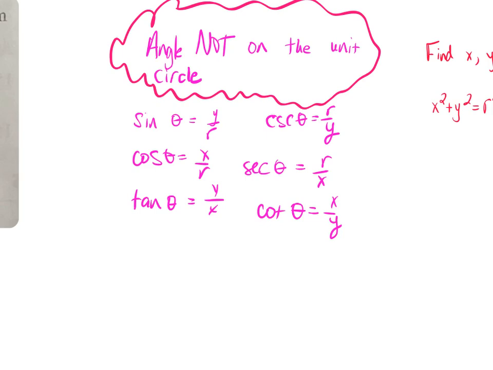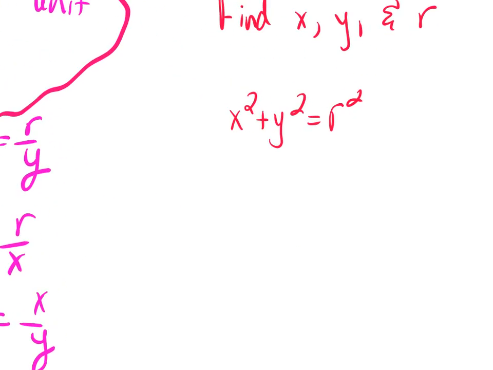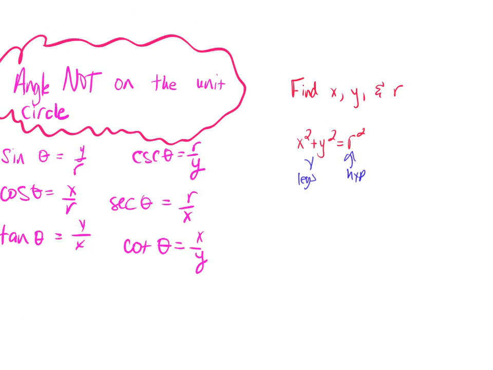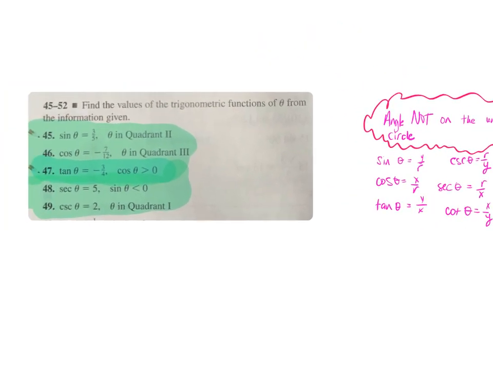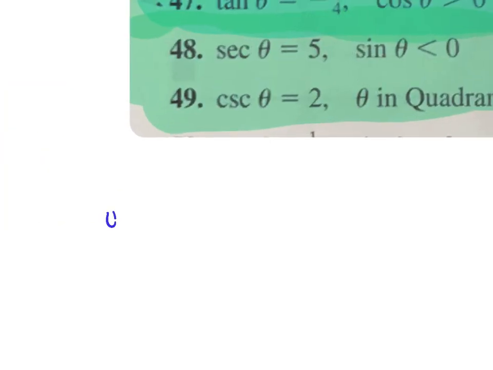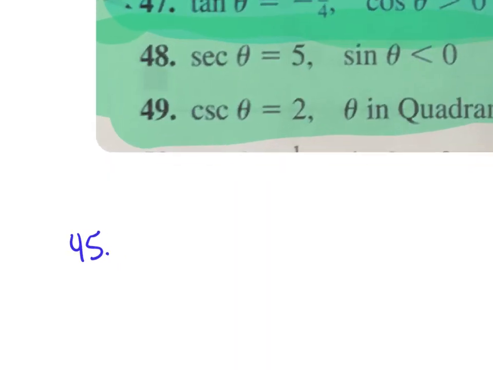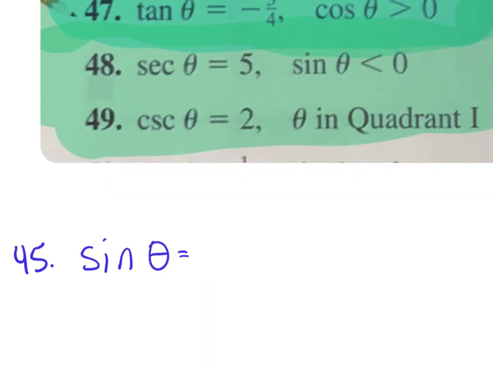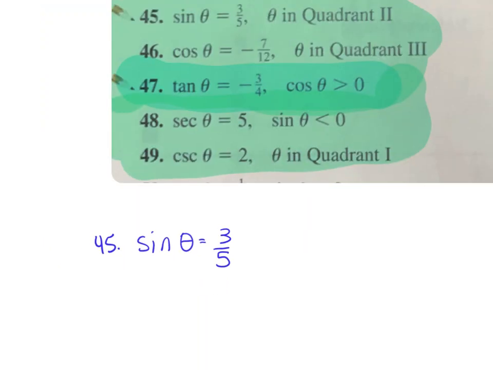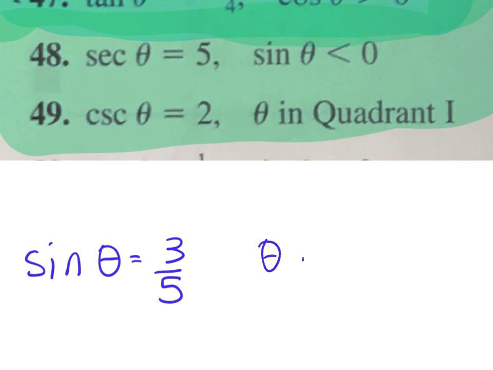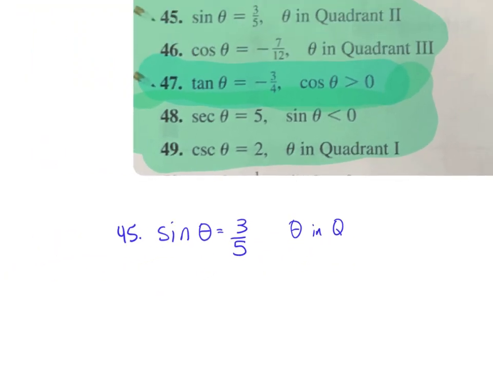You also need to remember that you're just using a modified version of the Pythagorean theorem. X and y are the legs of your triangle, and r is the hypotenuse. All right, super simple to look at. So if I look at number, let's do 45. There's a lot of work that goes into this, but you guys can handle this, no problem. It's sine of theta equals 3 over 5. And they tell you that theta lies in quadrant 2.